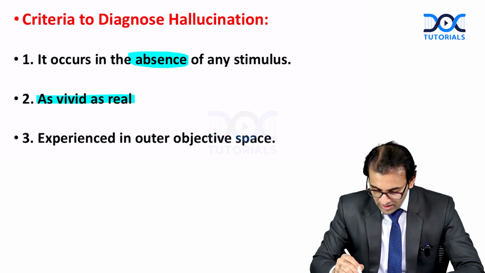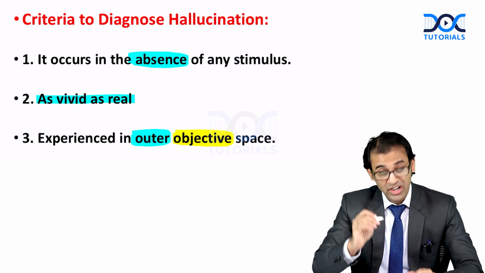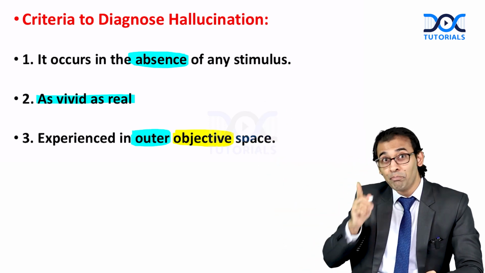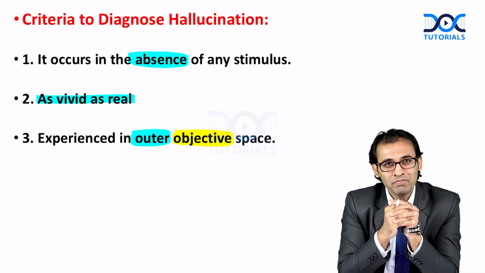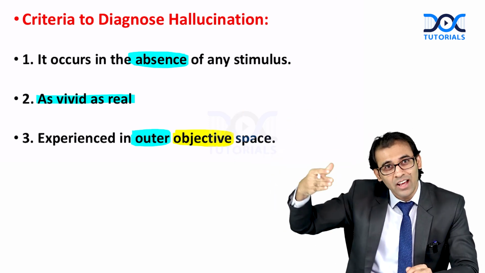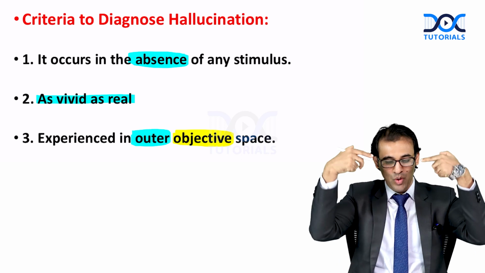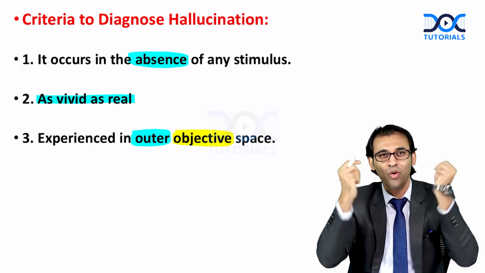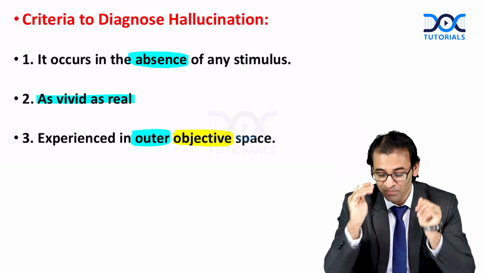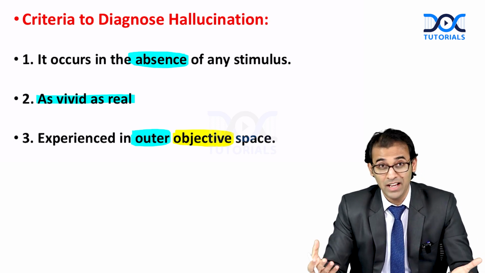Third, experienced in outer objective space. Patient will complain, yes sir, I can hear some voices, but these voices are coming from out of the wall. The voices are coming from outside. These voices which I can hear are coming from out of the wall, outer objective space. This is a real hallucination. If a person is saying within my own mind, sounds are originating, it means what? Inner subjective space, pseudo hallucination. Easy to understand? And this is always involuntary. Whenever patient wants, he cannot hallucinate, right?